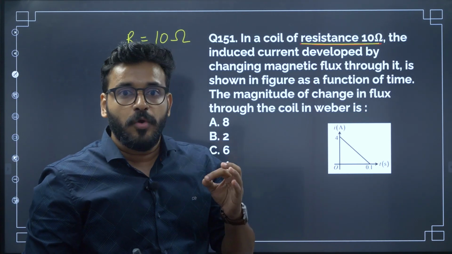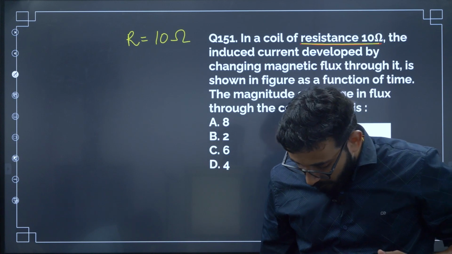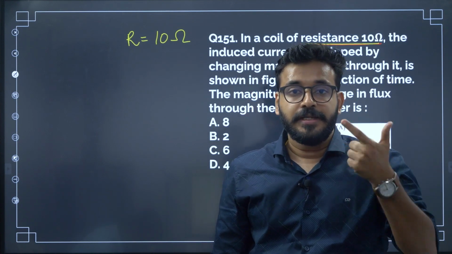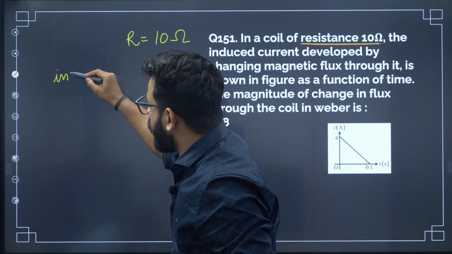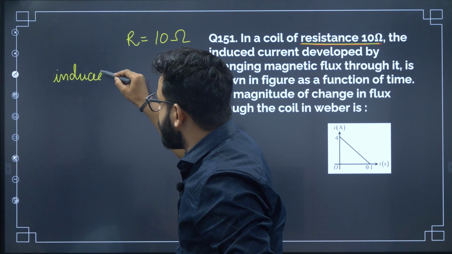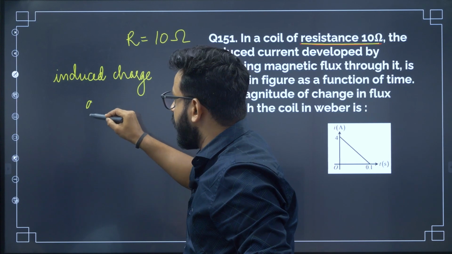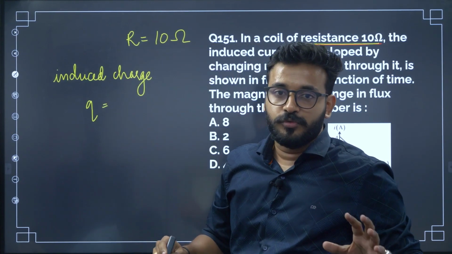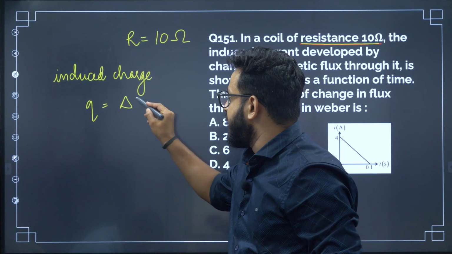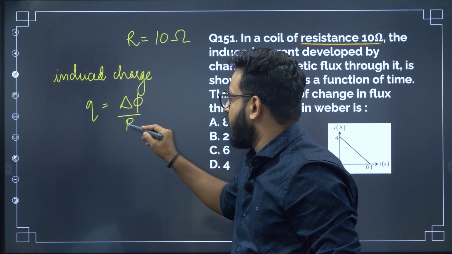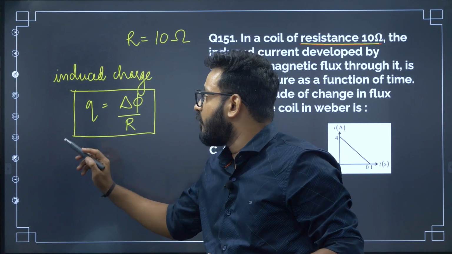I hope all of you know the formula of induced EMF and induced current. What is the formula for induced charge? The induced charge formula is a very important formula which most of you take for granted. I'm pretty sure most of you might not be aware of this. Induced charge is given as change in flux divided by resistance. If you didn't know, please make a note of it.